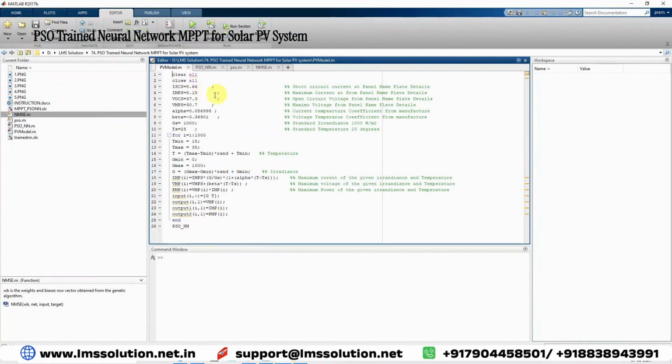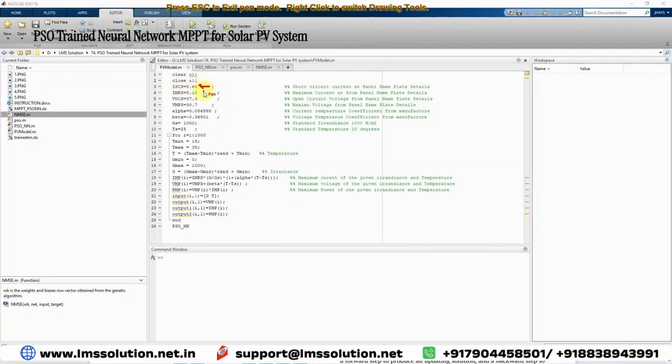Here you can see this is the program for the PV model. Here you need to provide details such as short circuit current, current at maximum power point, open circuit voltage, voltage at maximum power point, current temperature coefficient, voltage temperature coefficient, and then standard irradiation and temperature. These details are at the standard test condition, that is 1000 watts per meter square and 25 degrees Celsius. These are the standard values for that PV panel.